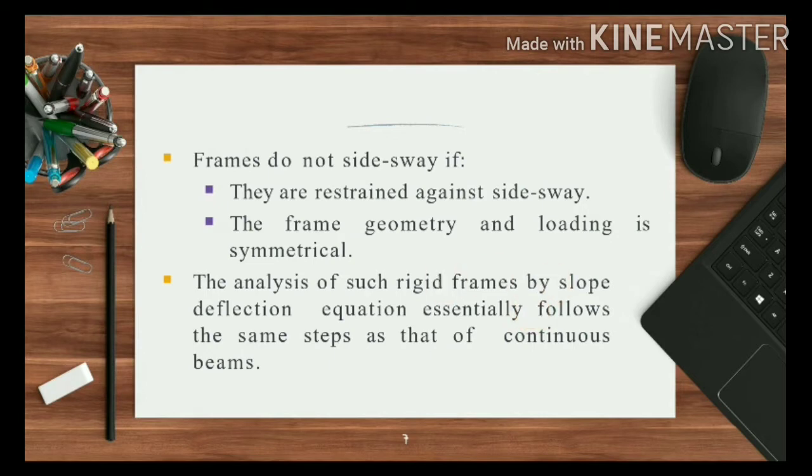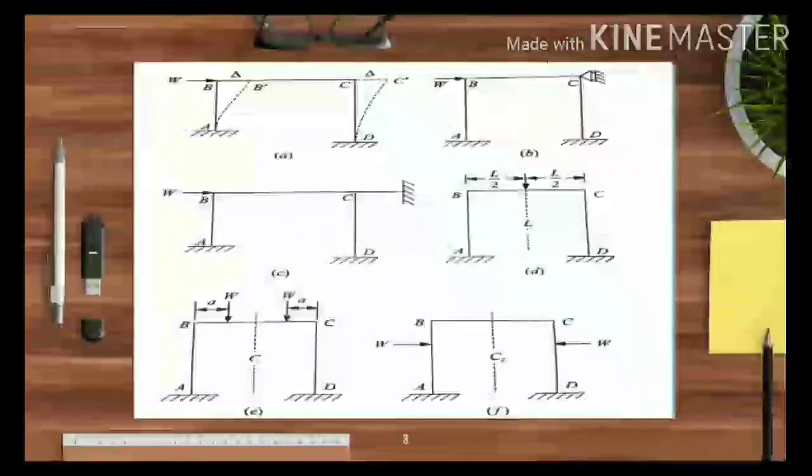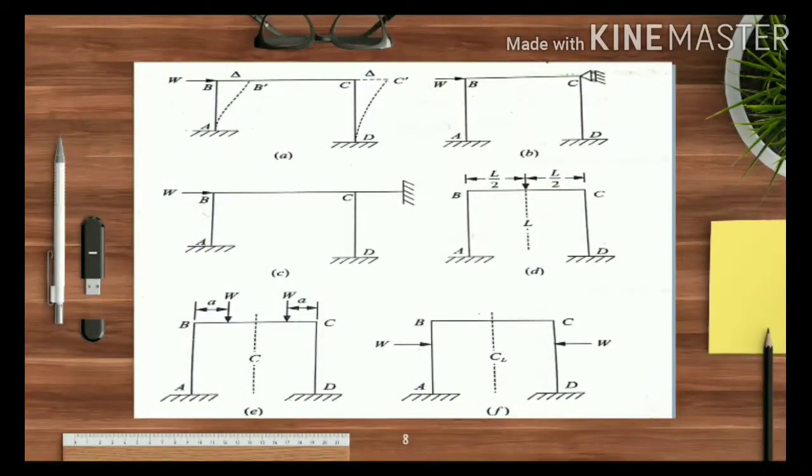Next, these are the figures showing different frames. First, figure A. In figure A, we can see the frame ABCD. There is a horizontal load W acting on the joint B. Due to this horizontal load, there is a side sway movement from left to right of the column AB. This deformation, delta, is known as sway.